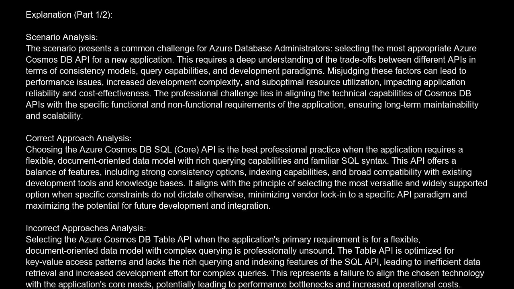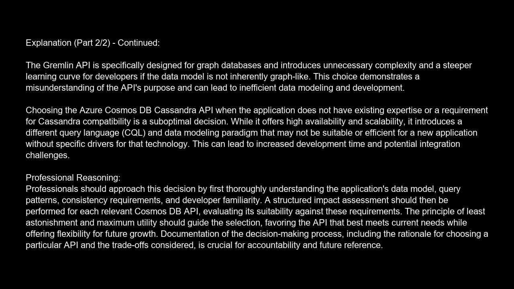This represents a failure to align the chosen technology with the application's core needs, potentially leading to performance bottlenecks and increased operational costs. Opting for the Azure Cosmos DB Gremlin API when the application does not involve graph-based data relationships or traversal queries is also professionally inappropriate. The Gremlin API is specifically designed for graph databases and introduces unnecessary complexity and a steeper learning curve for developers if the data model is not inherently graph-like. This choice demonstrates a misunderstanding of the API's purpose and can lead to inefficient data modeling and development.